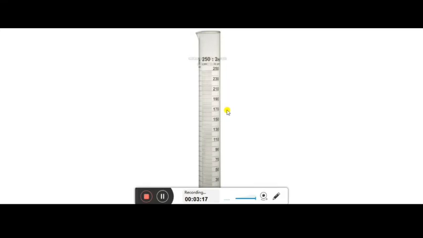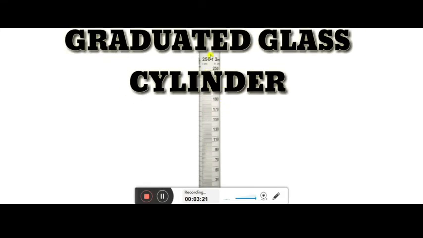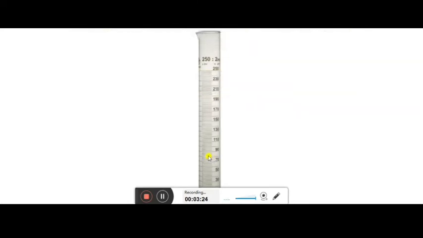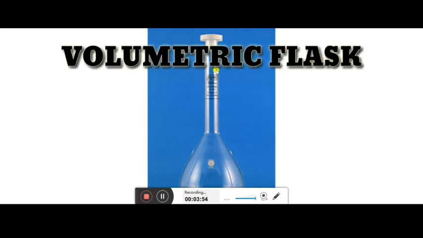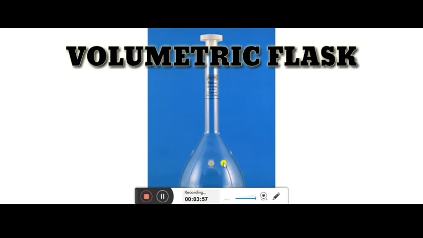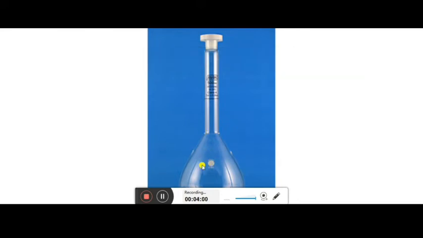Now this one is the graduated glass cylinder, also called the measuring cylinder. Graduated, why? Because the lines are there and the proper volume is shown, so we can see what the amount of that particular liquid is. For measuring that, it is called a measuring cylinder or graduated glass cylinder, and it is available in different volumes. This is known as the volumetric flask. In this also the liquid volume is measured easily.